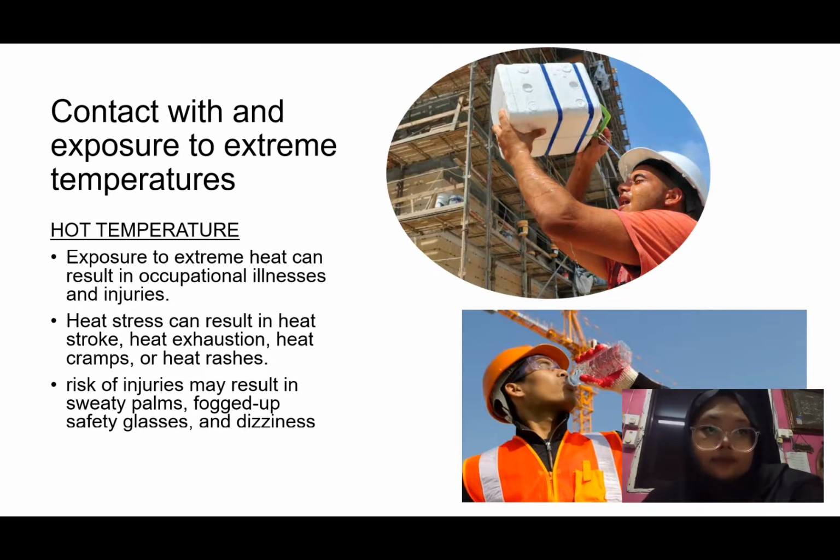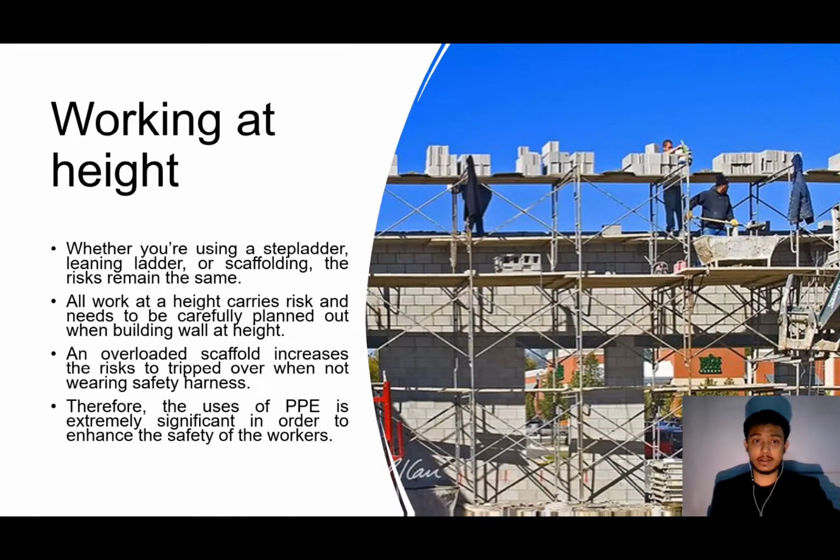and dizziness. Working at heights, whether you are using a step ladder, leaning ladder, or scaffolding, the risks remain the same. All work at heights carries risks and needs to be carefully planned out when building a wall at height. An overloaded scaffold increases the risk of tripping, especially when not wearing a safety harness. Therefore, the use of PPE is extremely significant in order to enhance the safety of the workers.